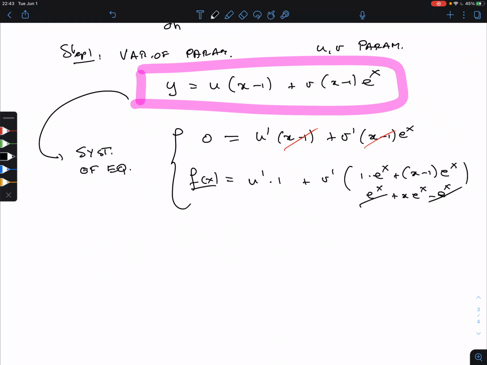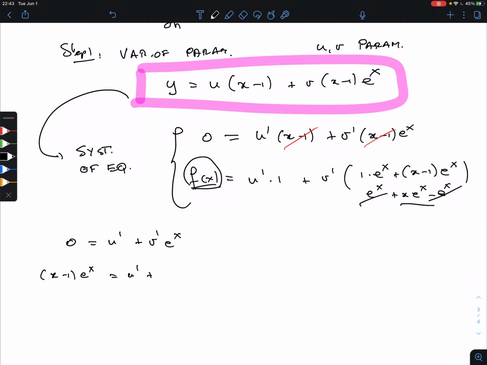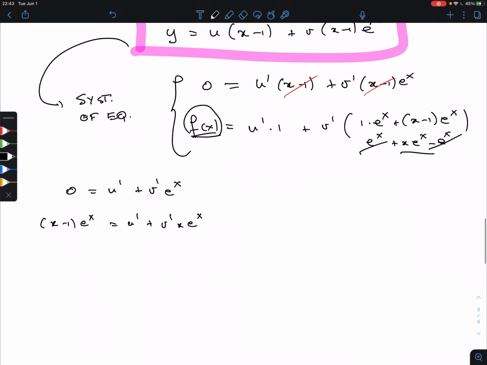Then the first equation becomes 0 is u prime plus v prime e^x. And what does the second equation become? Well, that is now x minus 1 e^x, right? That is the f of x here. And then this is u prime plus v prime x e^x. Okay. And then this is a system that we solve. We think of u prime and v prime as unknowns, and we solve for them.